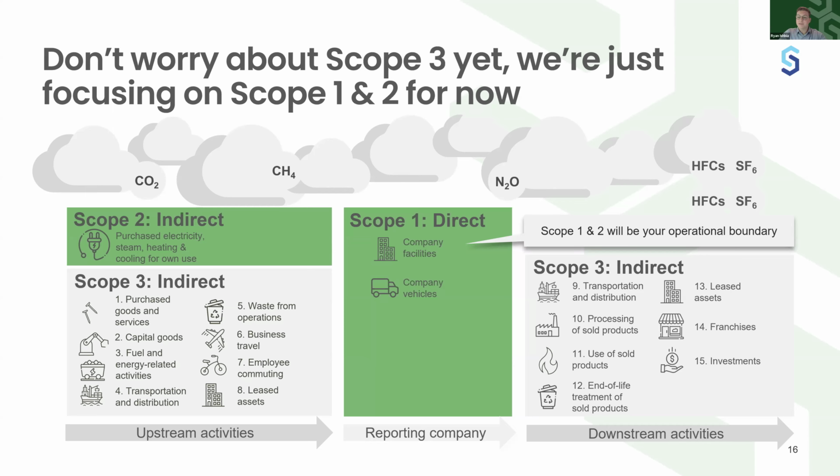But here's a look at the 15 upstream and downstream categories that make up Scope 3 indirect emissions. Next, in your self-guided portion, you will be introduced to our example companies, which will help you apply the concepts you'll be learning in today's lesson and also throughout this course.